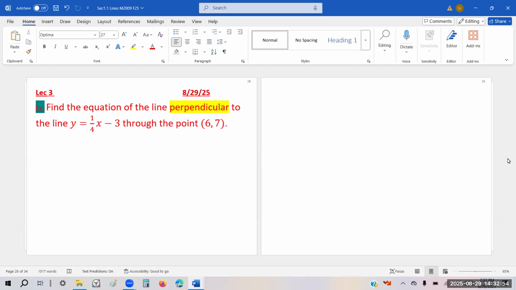Okay, find the equation of the line perpendicular to this line. And that perpendicular line goes to the point 6, 7. Do you guys have any question before we start? Any question, comments, concern, complaint?